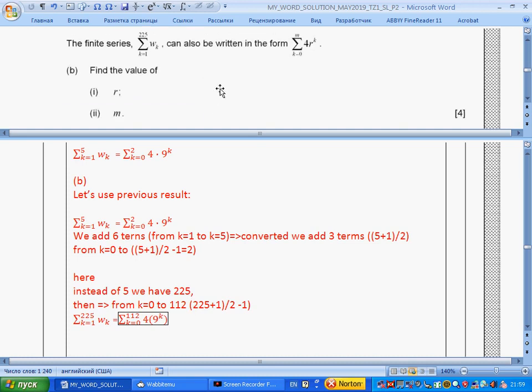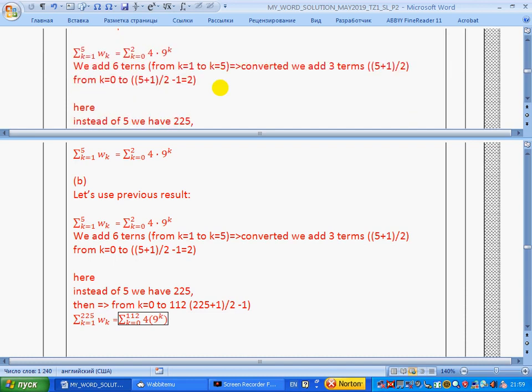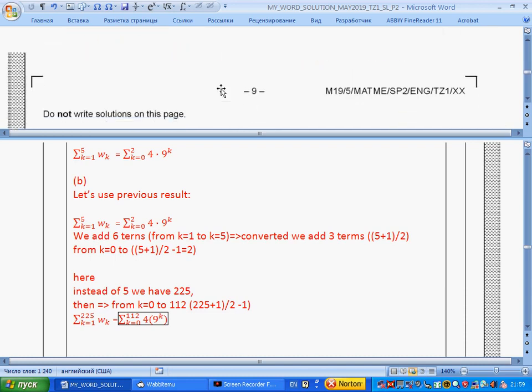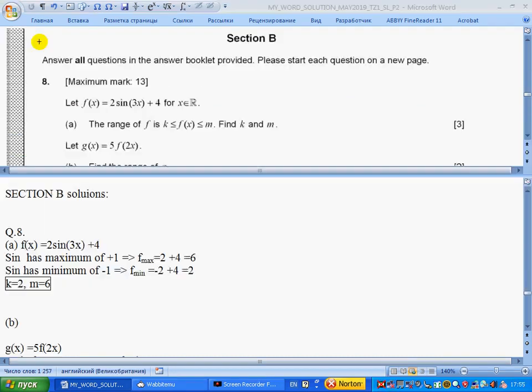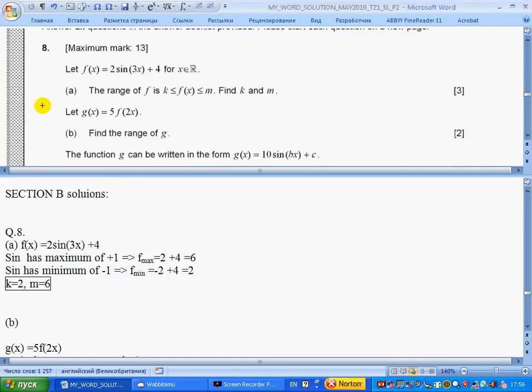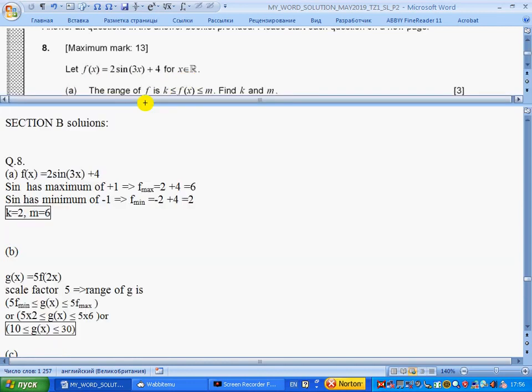This finished question 7, and now we go to section B, question 8. Let f(x) equals 2 sine 3x plus 4 for real values. A. The range of f is between k and m. Find k and m.